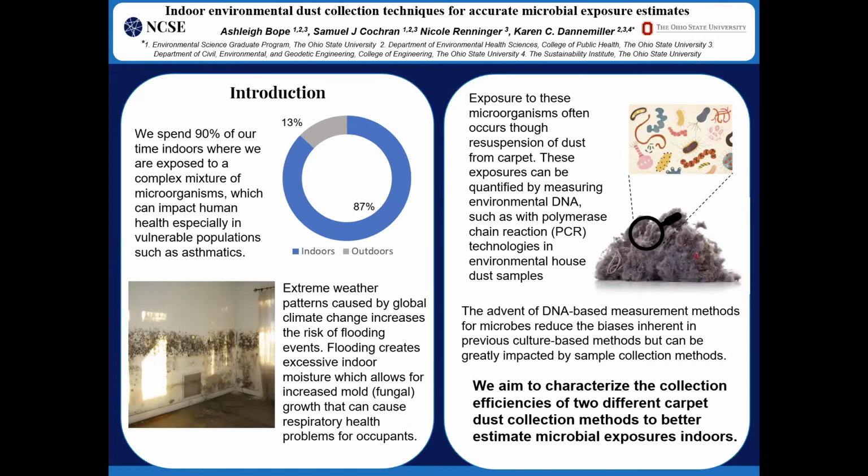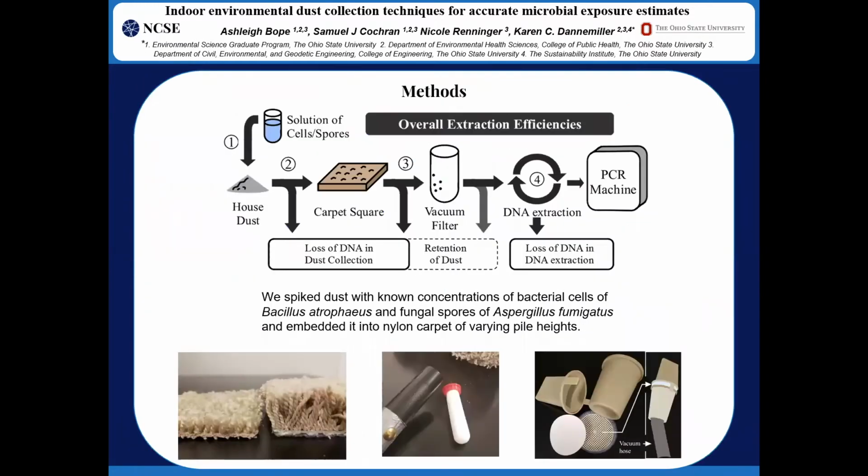In this work, we aim to characterize the collection efficiencies of two different carpet dust collection methods to better estimate microbial exposures indoors. To do that, we spiked dust with a known concentration of bacterial cells and also fungal spores, and then embedded that dust into nylon carpet. We used two different pile heights: low pile, which is about 1 centimeter in height, and medium pile, about 2 centimeters in height.